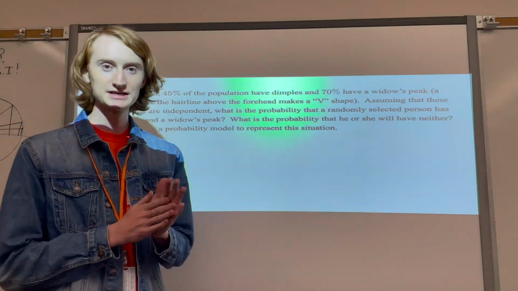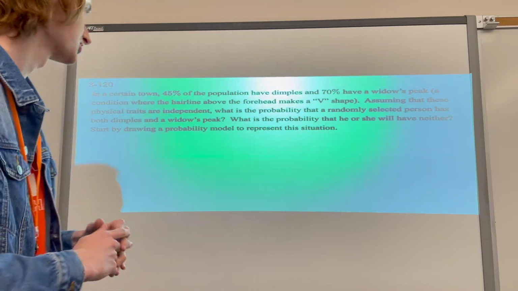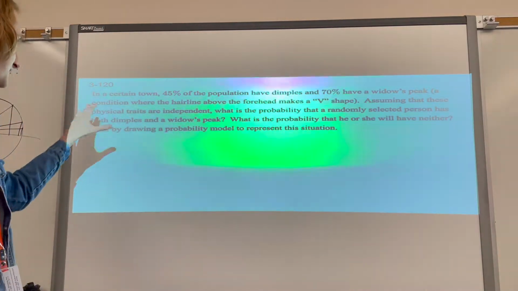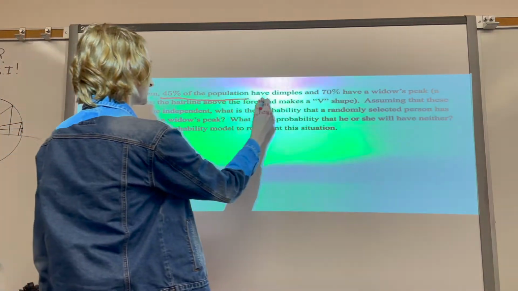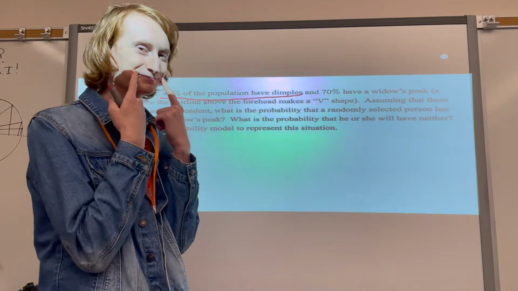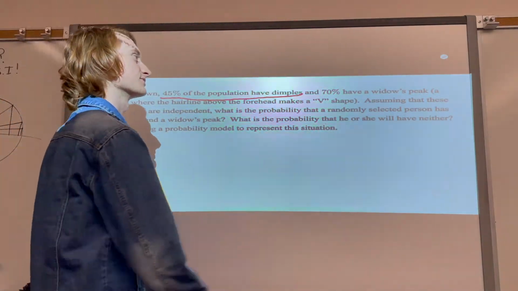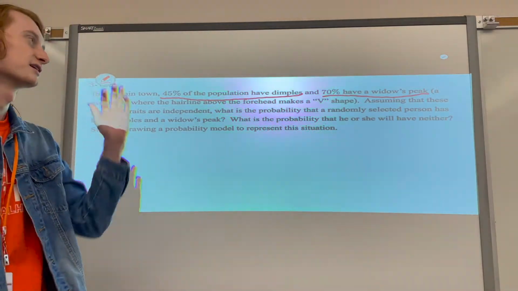This is problem 3-120. This is from your week 9 worksheet. It reads, in a certain town, 45% of the population have dimples. Okay, those are like the things when you smile, little dots on your cheeks. 70% have a widow's peak. Okay, that has to do with your hairline.